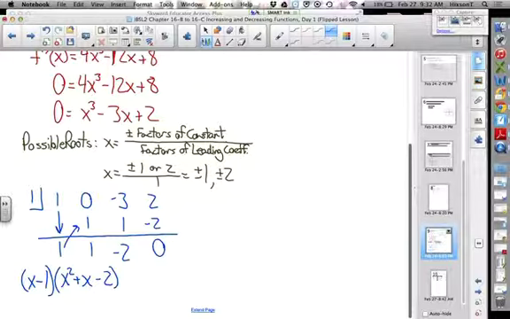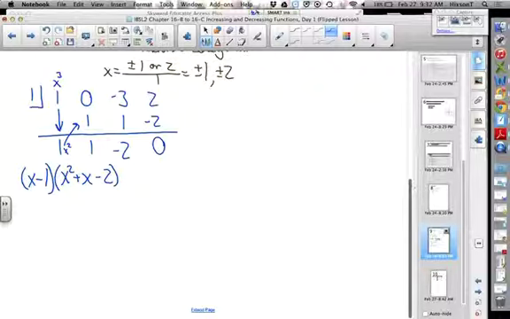Wait, how do we know that? Because this was our x cubed column, and we're dividing by an x, so it's going to end up being x squared. And how do you know that it's x minus 1? Is it always going to be x minus the root? Yes, it'll be the opposite of the root that you have. Think about what would make it 0. If I have a 1 in for x, I'd have to subtract 1 to make it 0.